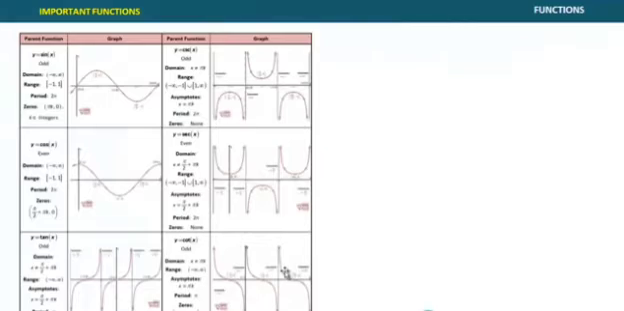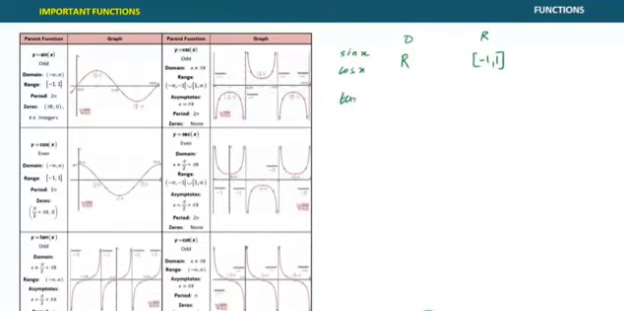Another important thing that you people have to remember is the trigonometric graphs, right? I hope that you people know all these things. You just have to remember the domain and range of sine and cos. So sine and cos actually have the same thing. They have domain as R and the range is -1 to 1, right?